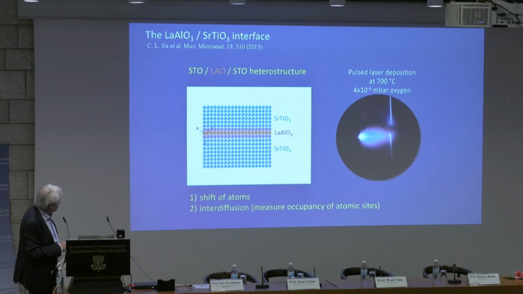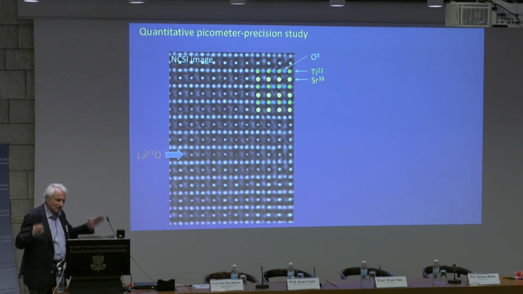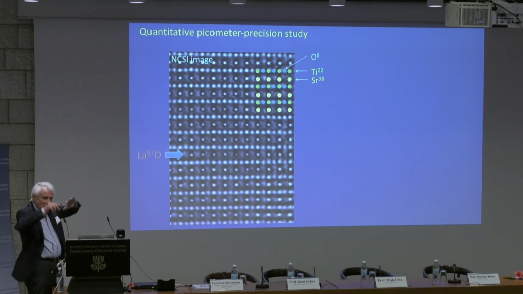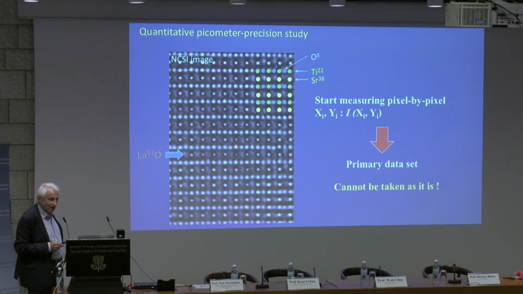So I'm interested to see whether the atoms just take their genuine positions, or whether there is intermixing going on. So we do a quantitative study, and of course we start with images. So this is one of the images, and we see all the atoms. And we measure now pixel by pixel. The pixels are very small. We measure pixel by pixel the intensity, which gives us a large amount of data, and they present the primary data set.